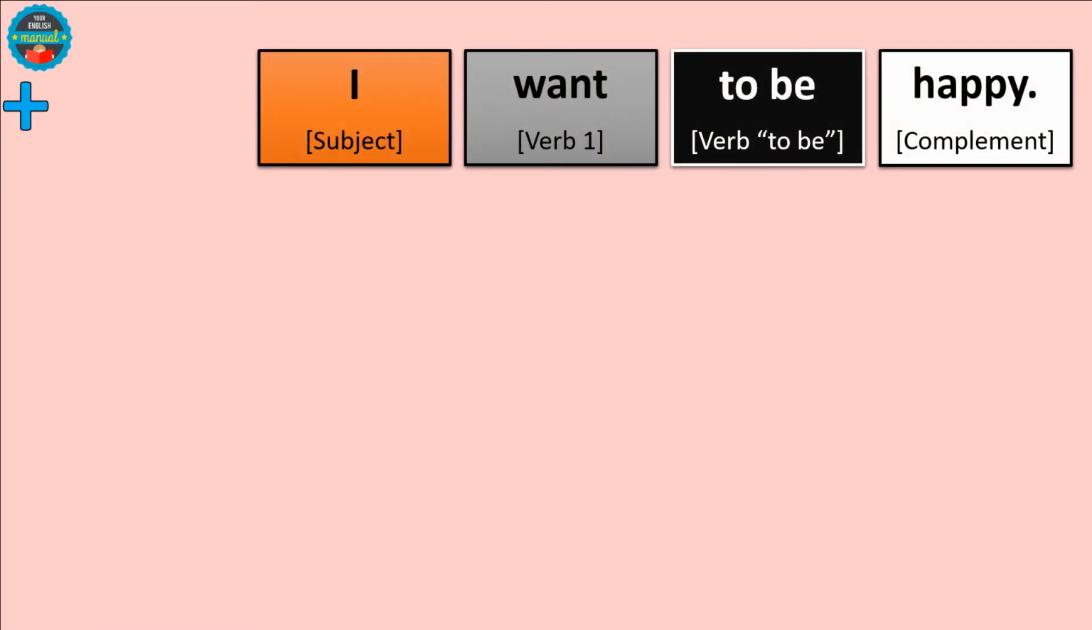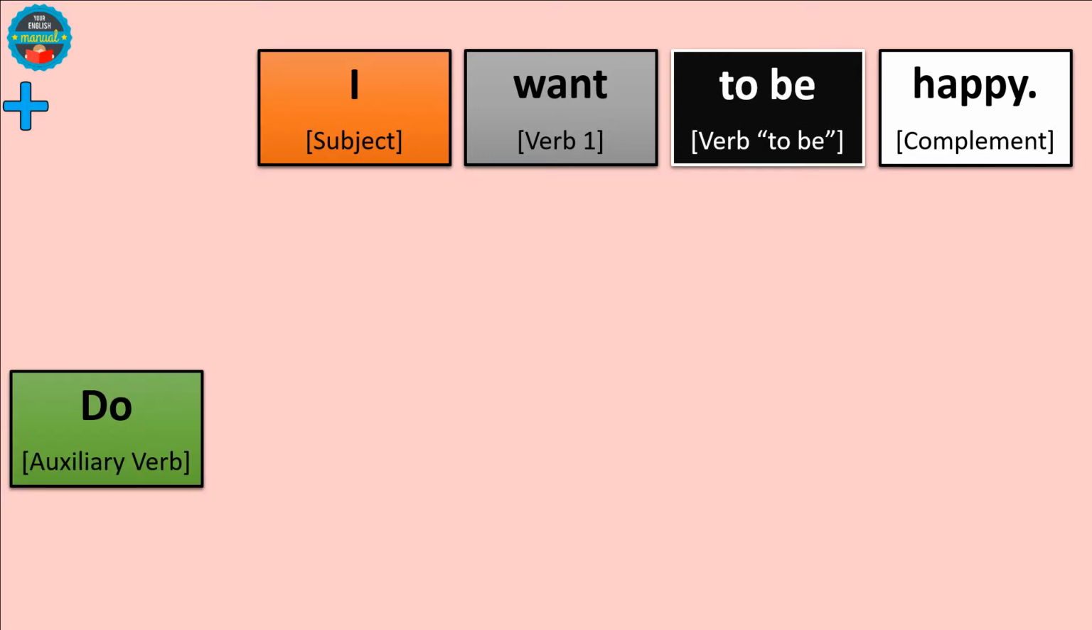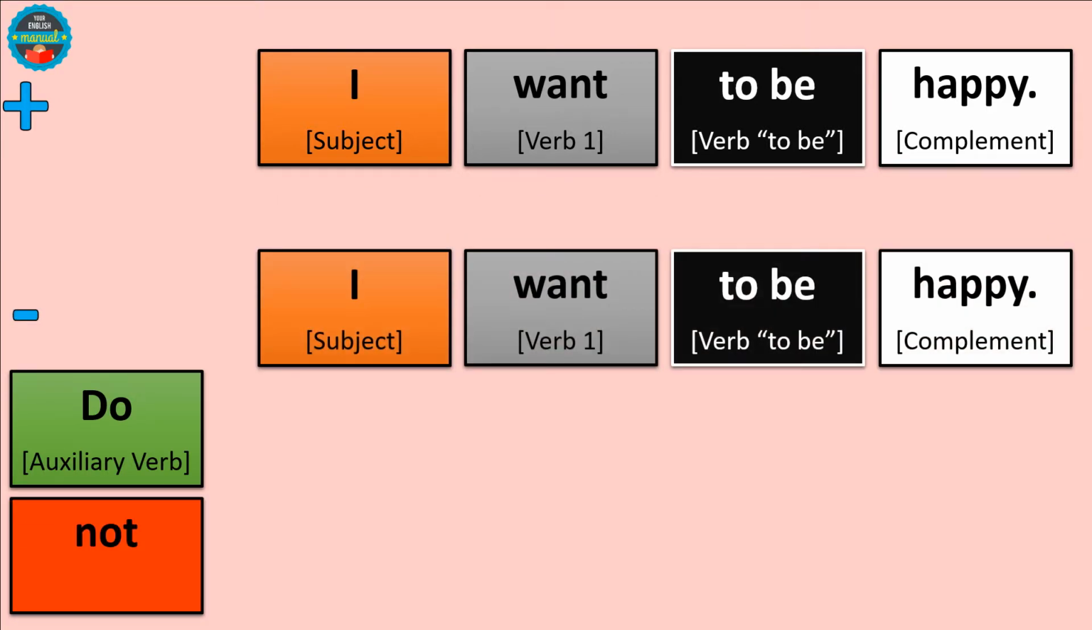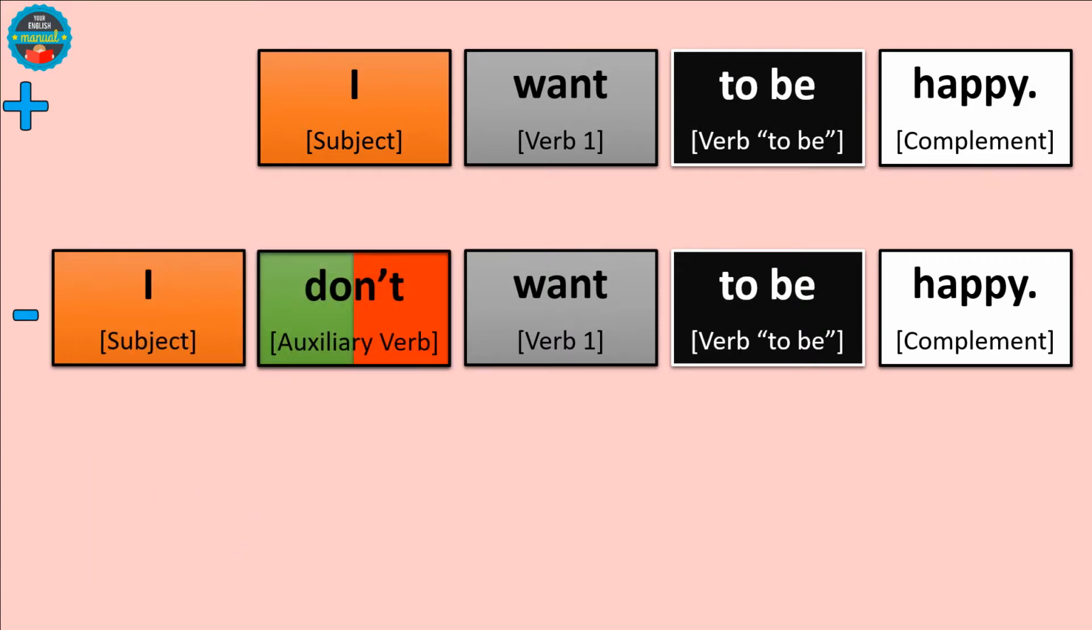However, in the sentence I want to be happy, there isn't only the verb to be. There is another verb before it, which is want. Then the negative and the interrogative of the sentence will be made based on this verb. And this verb needs an auxiliary verb to make the negative and the interrogative. Since we're talking about the present simple, the auxiliary verb is do, as we've seen before. Therefore, the negative of the sentence I want to be happy is I don't want to be happy.